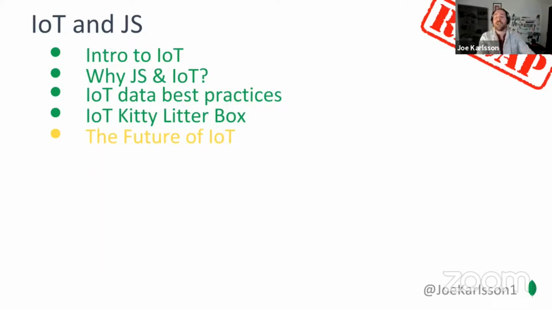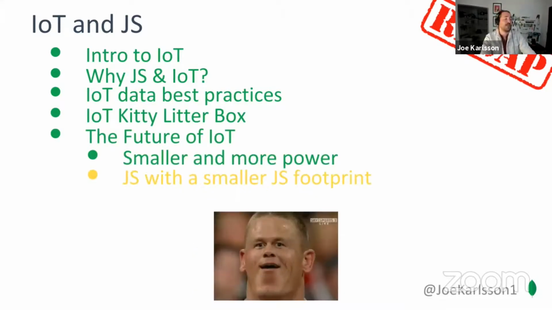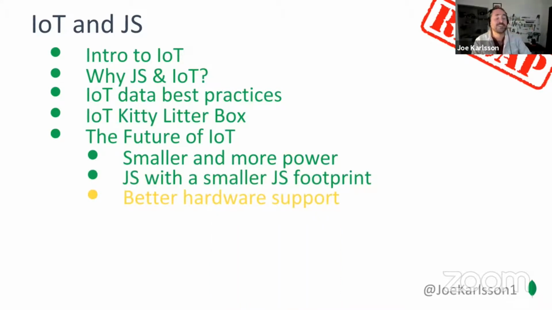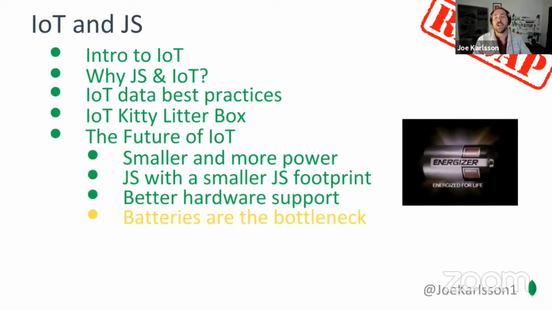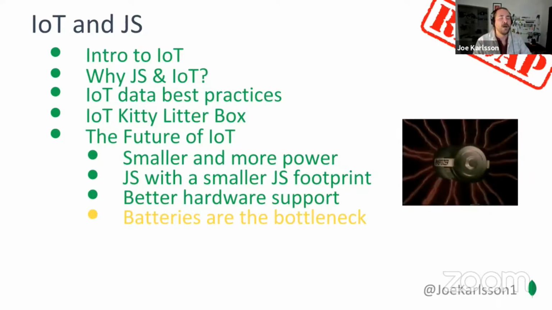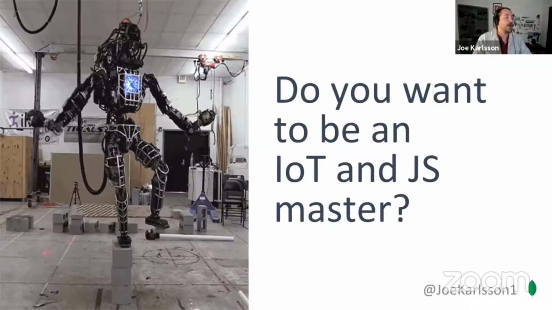Then lastly, I made wild speculations about the future of IoT. It's going to continue to grow, of course. We're going to see smaller, more powerful devices. I'm speculating we're going to see specialized JavaScript languages that have a smaller footprint and are better optimized for embedded devices. We're also going to continue to see better hardware support. And as they are now, and I speculate they always will be, batteries and power will be the main bottleneck for developing IoT projects. All right, almost done here.